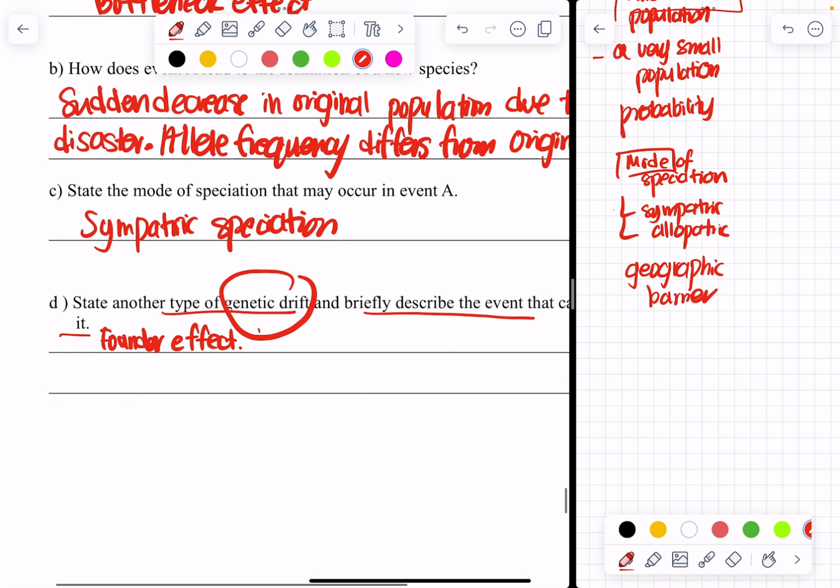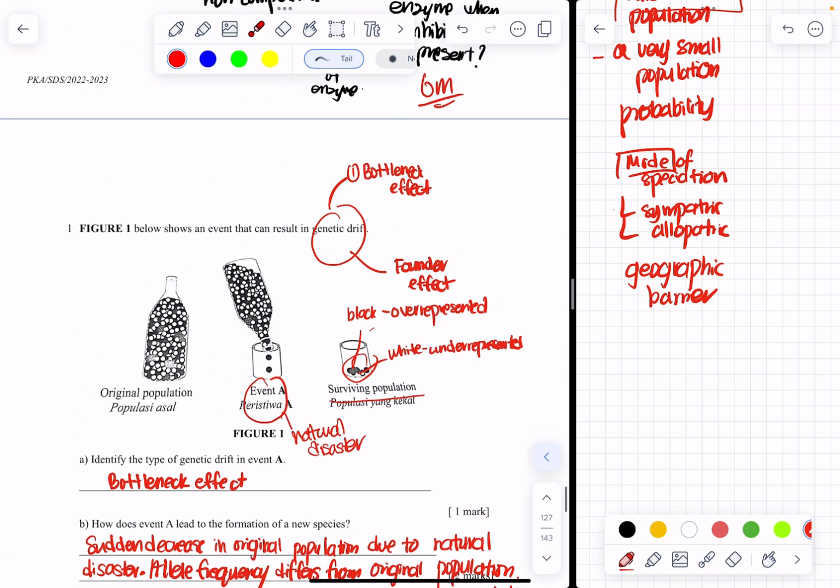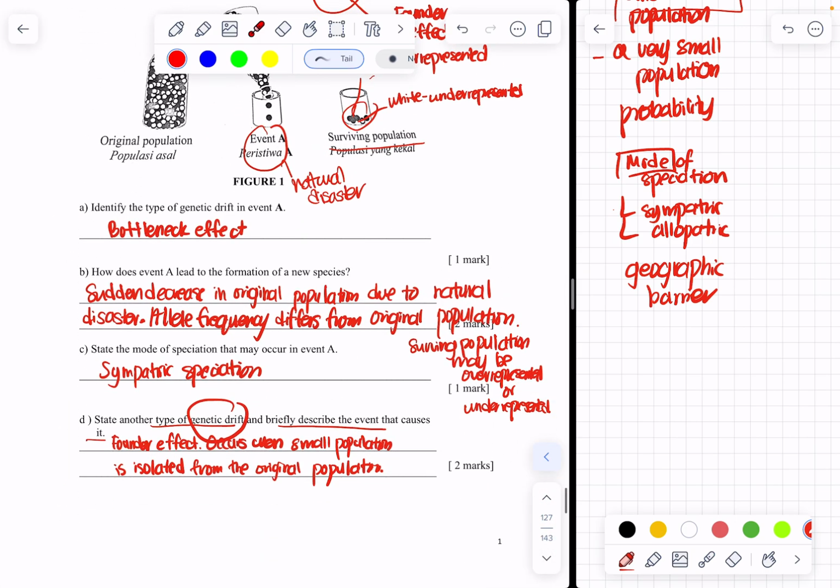So, briefly describe. You can just say, occurs when a small population is isolated from the original population. Suddenly, they have to migrate to some other place, right? So founder effect, usually they have to move away from the original population. But bottleneck effect is usually due to natural disaster. So I hope you guys can understand the difference by now. And for this question, 6 marks as well.